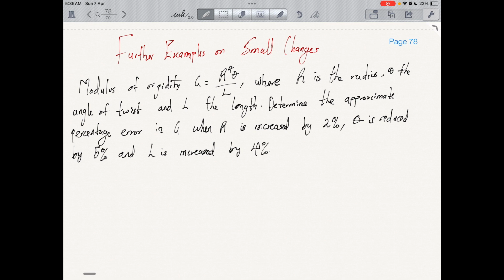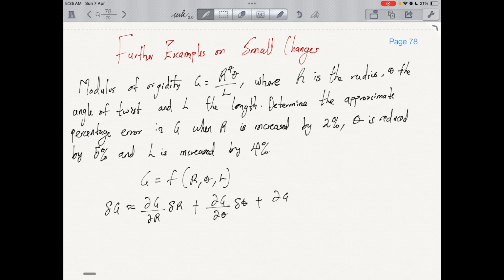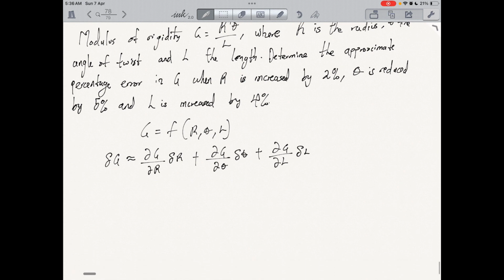Now we see that G is a function of R, theta, and L. Therefore, the small change in G is approximately the partial differentiation of G with respect to R multiplied by the small change in R, plus the partial differential of G with respect to theta multiplied by the small change in theta, plus the partial differential of G with respect to L multiplied by the small change in L. Now with this done, the things we evaluate first are the partial differentials.